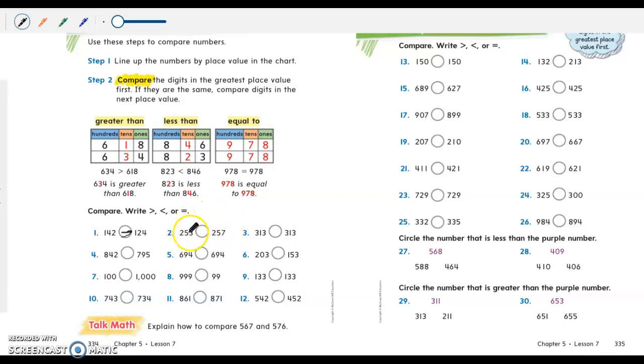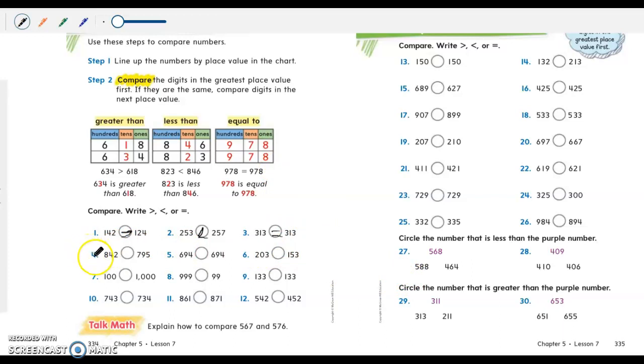Since the 3 is part of the first number, that means it is less than the 7 in the second number. So that means that 253 is less than 257. And then looking at number 3, you see 313 and 313. It's the same as up here. They're equal. So that means that this will be equal to each other.